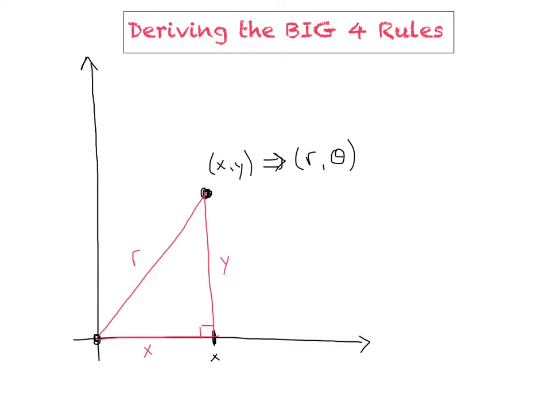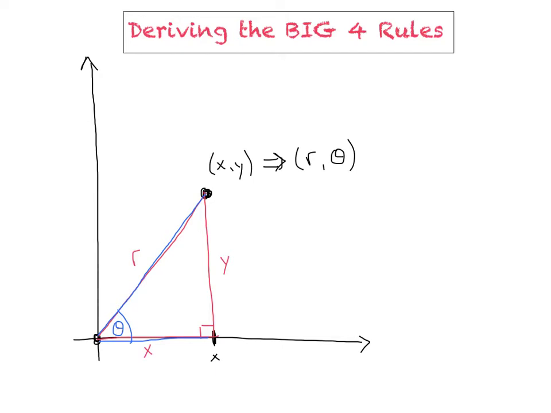Now the difference with the polars is instead of going to the right and then straight up, what we're going to do is start facing 0 degrees, and then rotate a certain amount of degrees theta. And then once you get rotated, you can march straight forward r units. Now, if this picture makes any sense at all, this picture alone is going to help you derive the big 4.